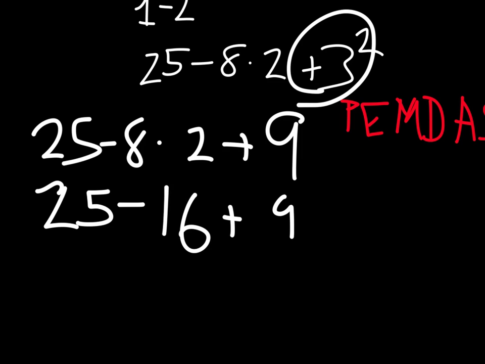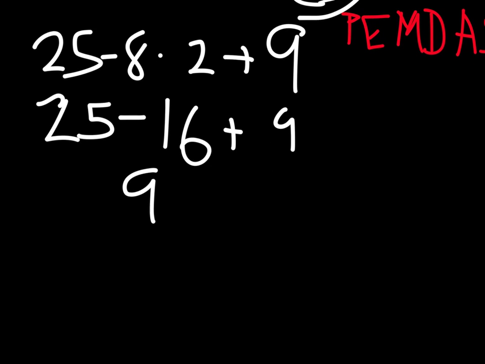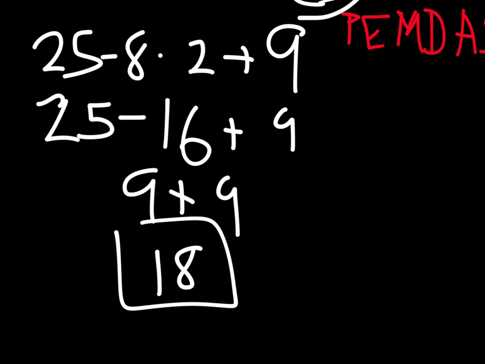All right, and then you have addition, subtraction, okay? So at this point, I don't remember the exact specific rule for this one, but what I do remember is you go from left to right. Even though it says addition, subtraction, it's more of an addition/subtraction, meaning you just go from left to right, okay? So now we have 25 minus 16 gives us 9. And then 9 plus 9 gives us 18, being our final answer.